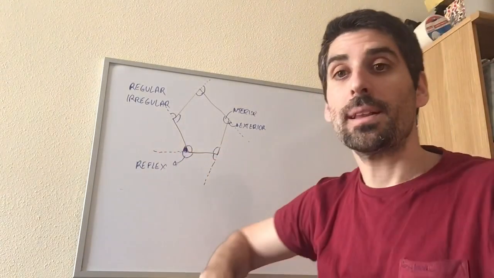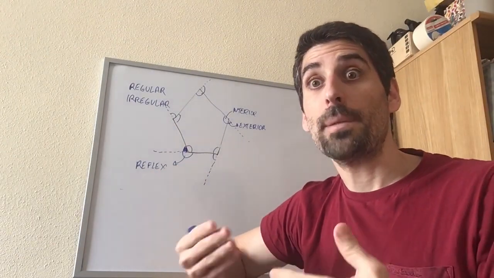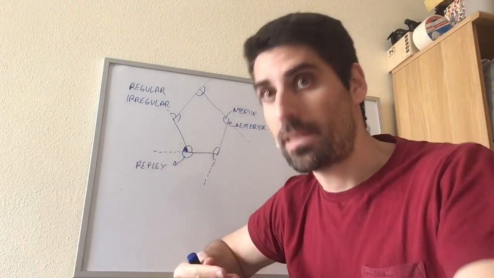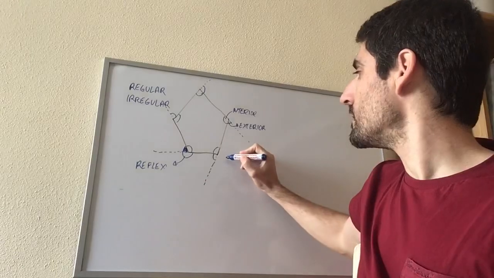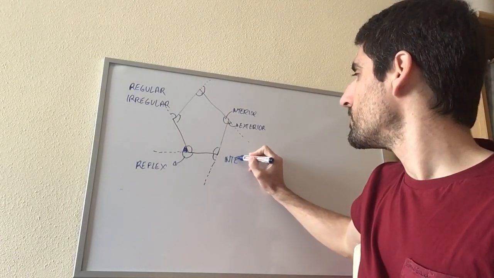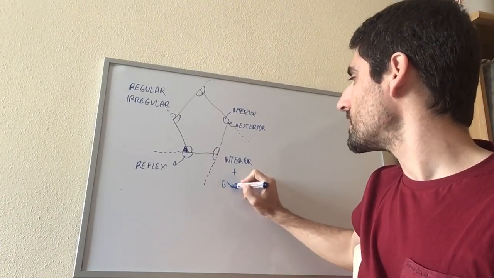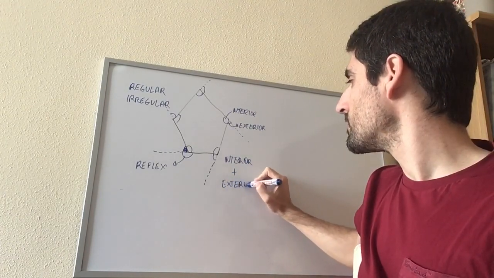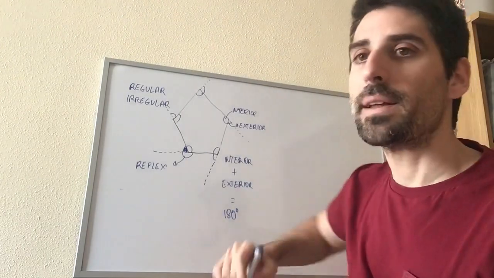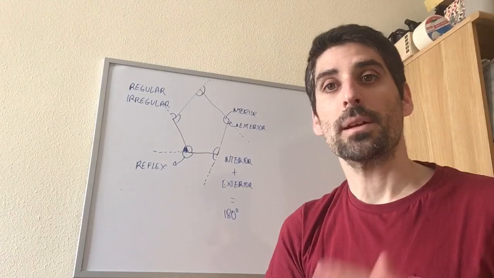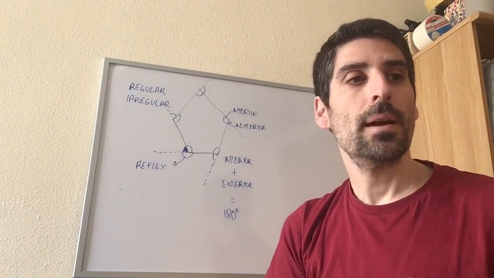They are on a straight line. So the interior and the exterior angle are on a straight line. So they must add up to 180 degrees. So the interior plus the exterior angle must equal 180 degrees. That is something else that you should learn and be familiar with.